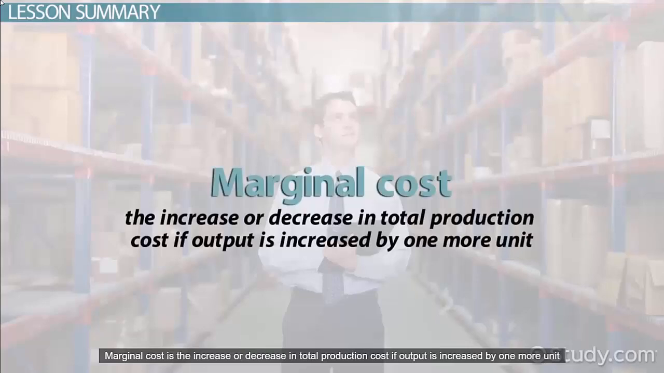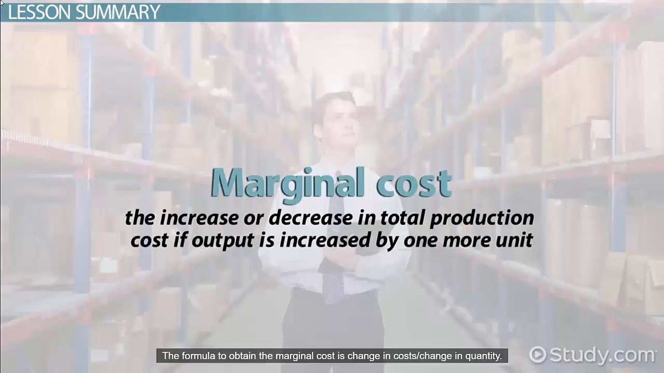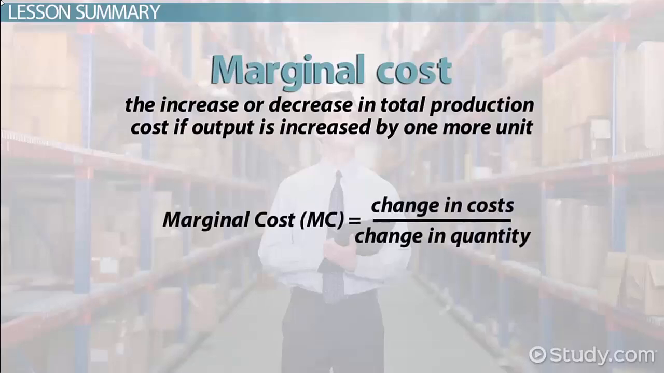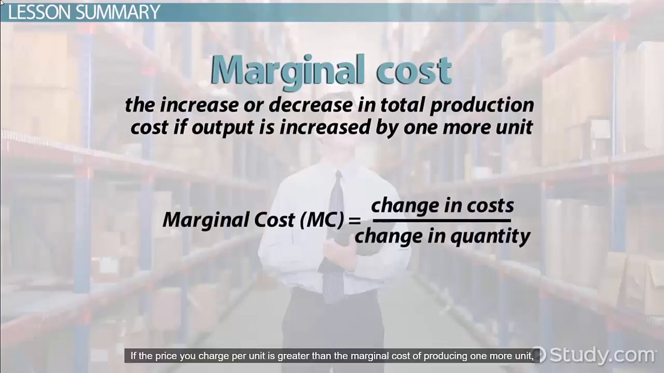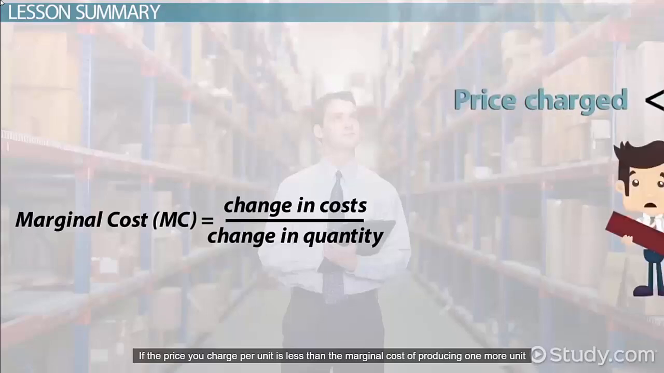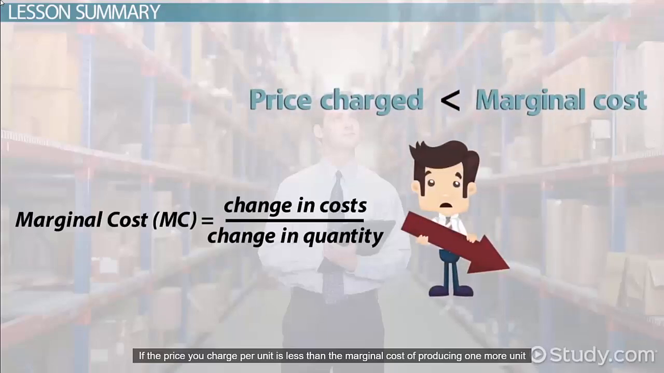Marginal cost is the increase or decrease in total production cost if output is increased by one more unit. The formula to obtain the marginal cost is change in costs divided by change in quantity. If the price you charge per unit is greater than the marginal cost of producing one more unit, then you should produce that unit. If the price you charge per unit is less than the marginal cost of producing one more unit, the unit should not be produced.